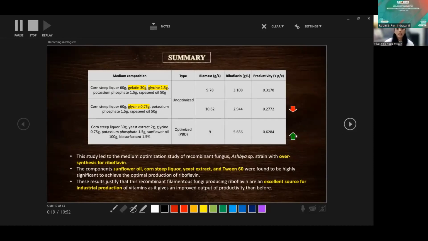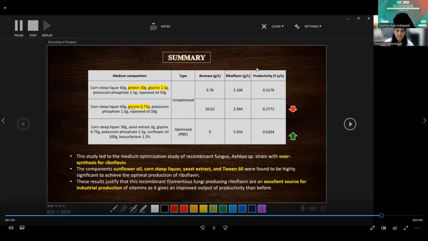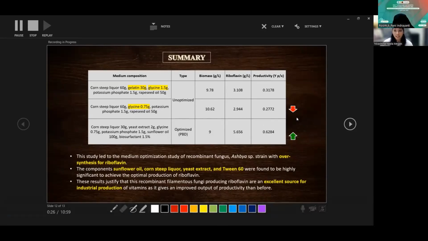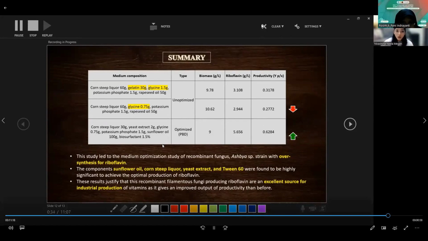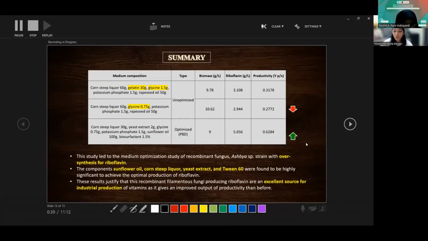As you can see, when we removed the gelatin and reduced the amount of glycine, it dropped to 0.2772 gram per liter. As soon as we introduced yeast extract and replaced the carbon source with another alternative and biosurfactant as well, it increased up to 0.6284 gram per liter.